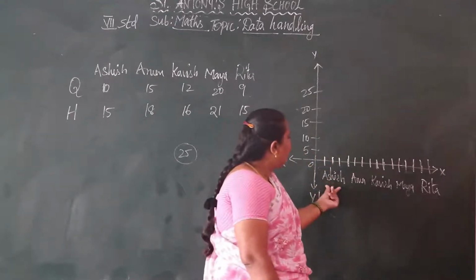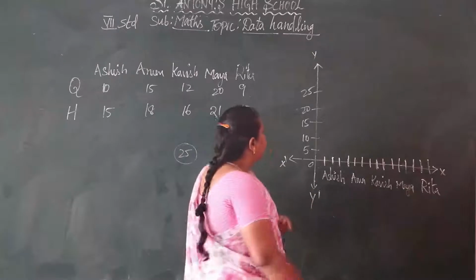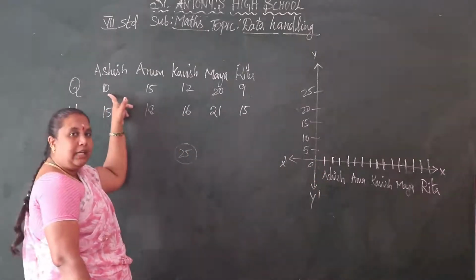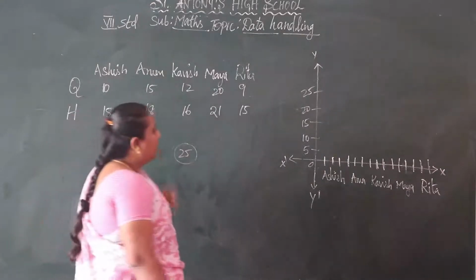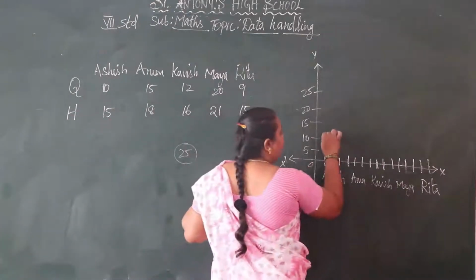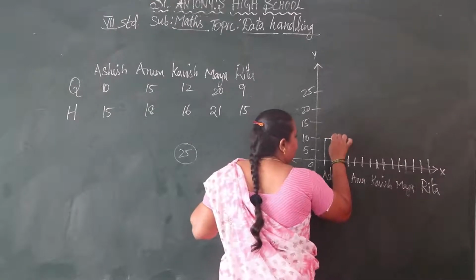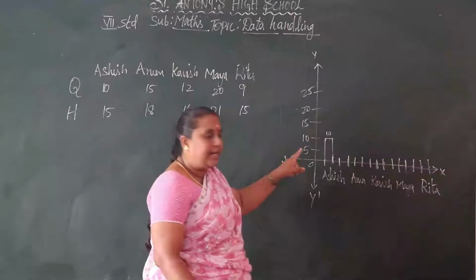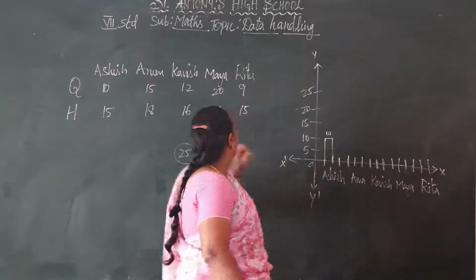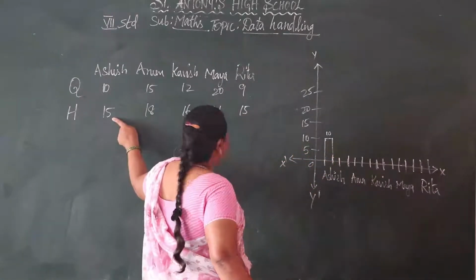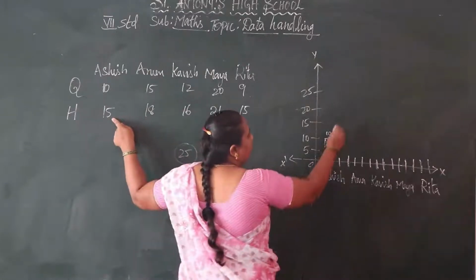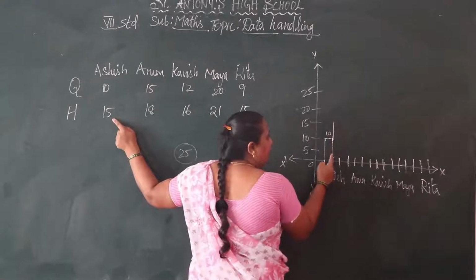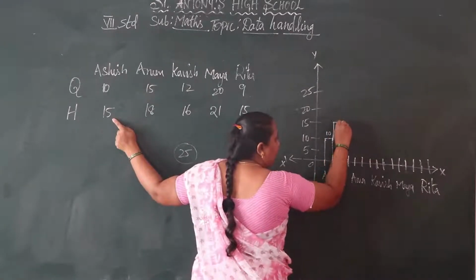Okay, so first one you are taking it as Ashish. Ashish has taken marks out of 25 in quarterly as 10. So 10 marks. You have to mark like this. So draw the first bar in quarterly. Okay, in half-yearly, how much marks did he score? 15 out of 25. So you have to join here. Join from this, and you have to join like this.